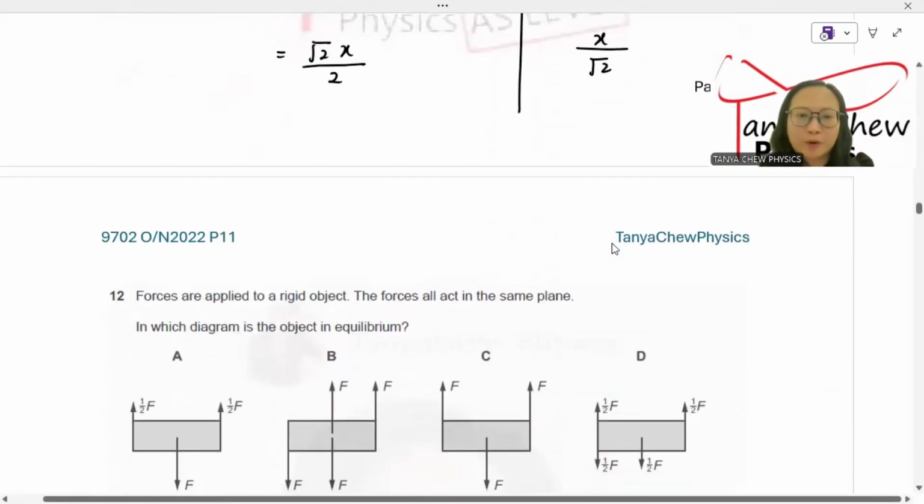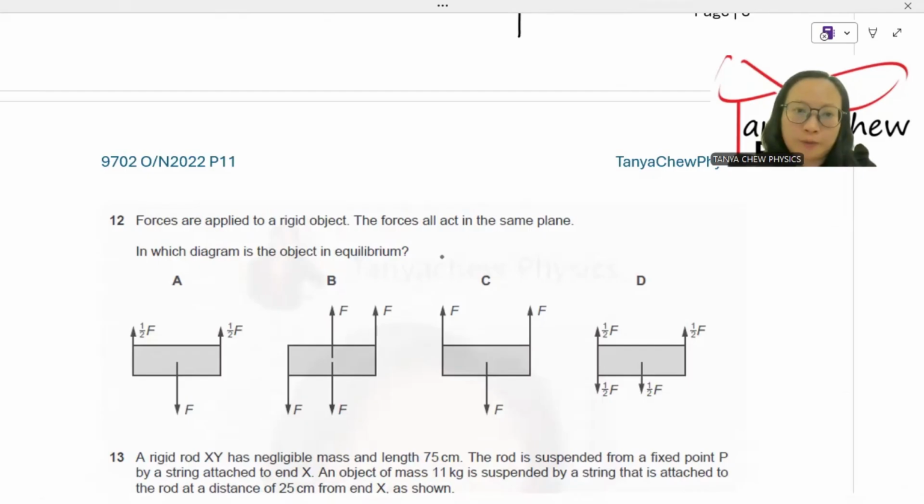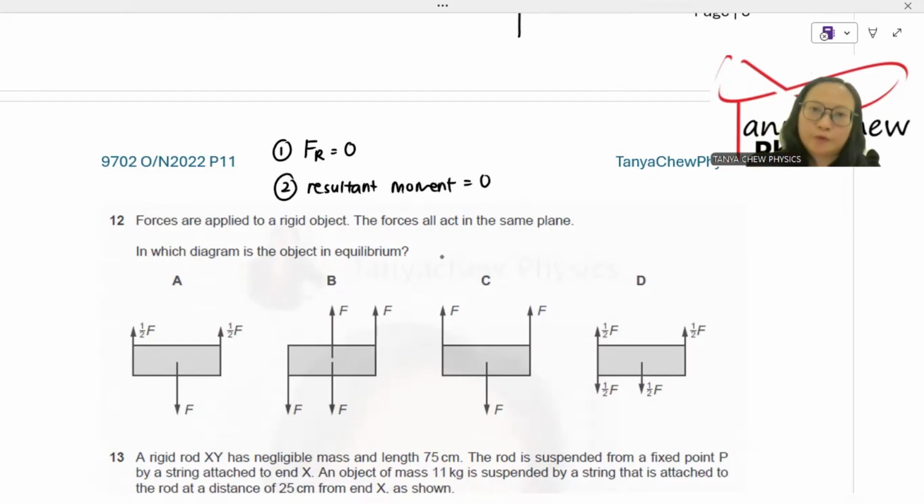Now, the next one, question number 12. Forces are applied to a rigid object. The forces all act in the same plane. In which diagram is the object in equilibrium? Remember, there are two conditions for an object to be in equilibrium. First condition is when the resultant force acting on the object is equal to 0. Second condition is when the resultant moment on the object is equal to 0. That is also to say that anti-clockwise moment is equal to clockwise moment.